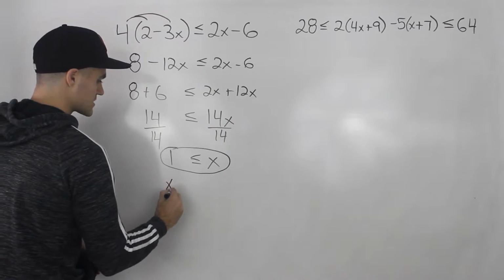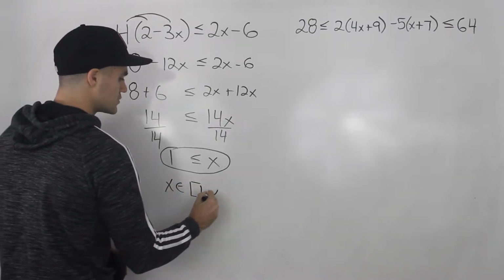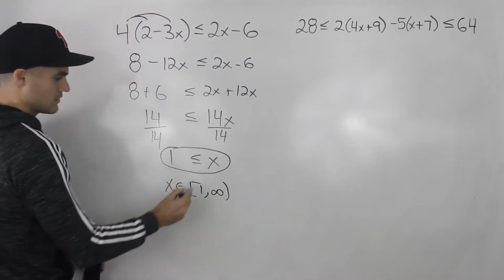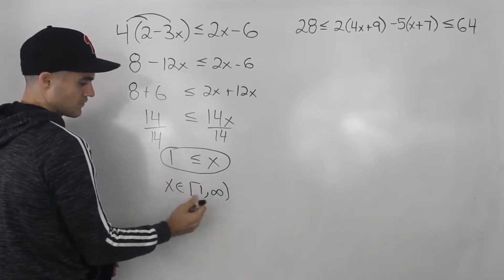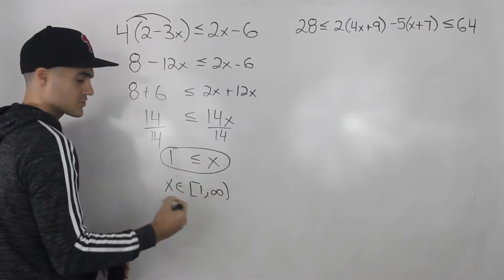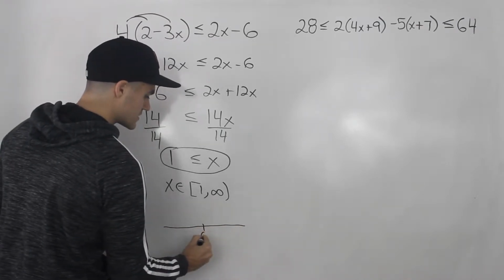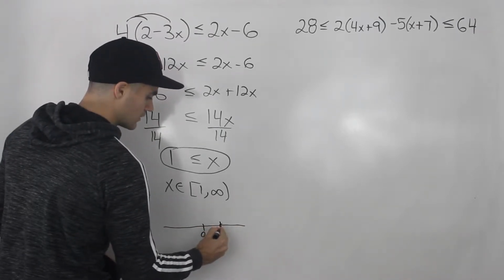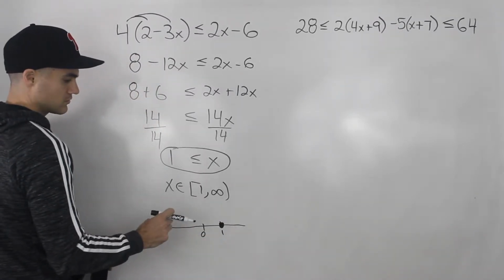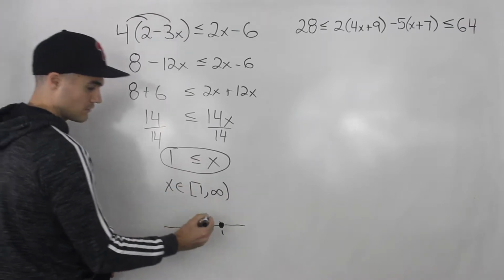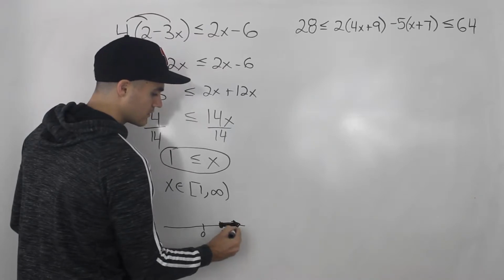You can also show this in set notation, so we can say x is an element from 1 to infinity. x greater than or equal to 1 is basically all the numbers from 1 to infinity. It's also inclusive of the 1, so this is a square bracket, not a round bracket. And we can also show this on a number line. If this is 0 and this is 1 here, this would be a closed, filled-in circle because it's inclusive of the 1. And it's just all of the x values that are greater than 1.